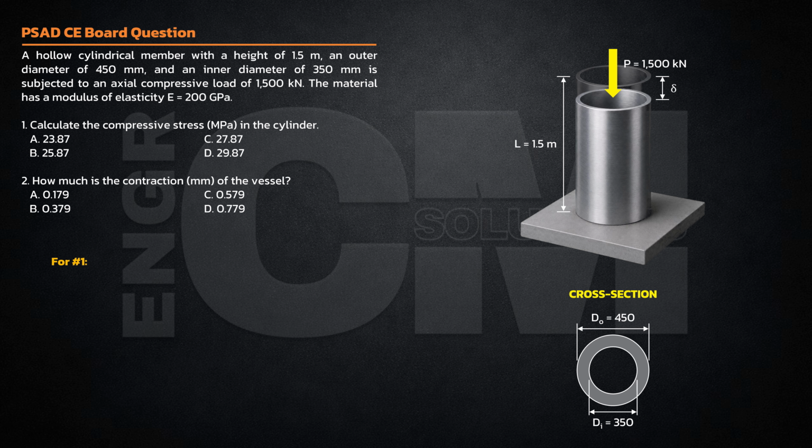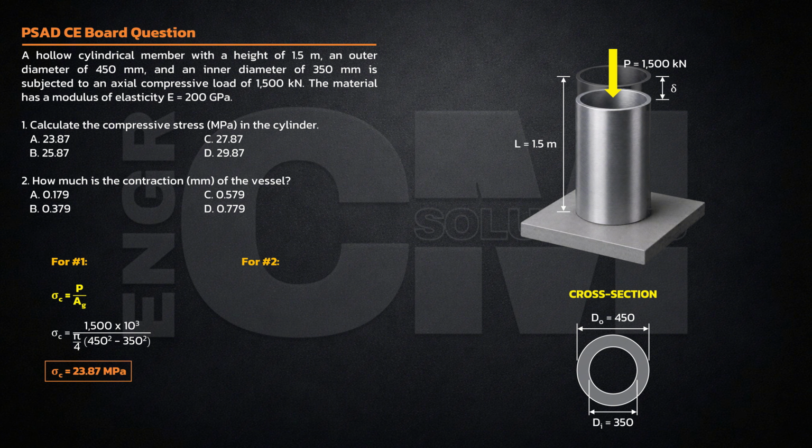Part 1. It is just force over area. Compressive stress is force over area. Force in newtons. The area of a hollow circle is the outer circle minus the inner circle: pi/4 times outer diameter squared minus inner diameter squared. Compressive stress is 23.87.